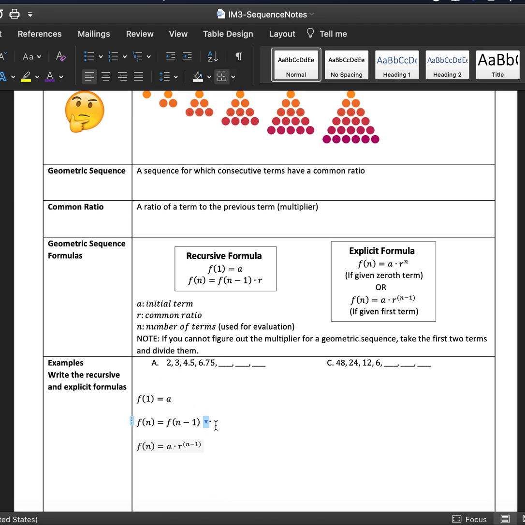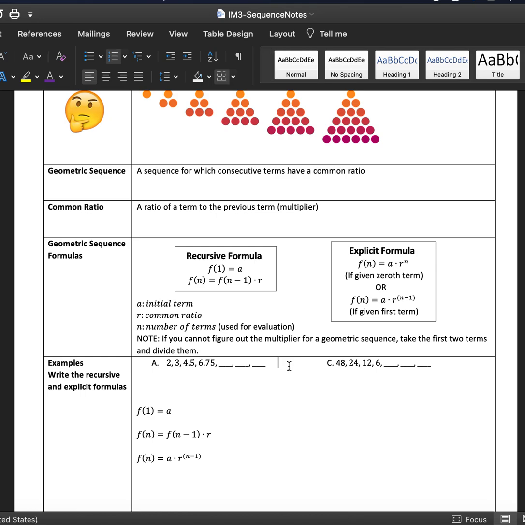Now, the one thing that's a little bit harder about this is you're going to have to figure out what the multiplier is. When my students look at this, they're like, what are you talking about, Ms. Strickland? 2 to 3, you add 1, 3 to 4.5, you add 1.5, and then you get all crazy with these decimals. If you get lost and you don't really know how to find the multiplier, you can just take the two numbers and divide them. What I mean by that is not 2 divided by 3, but 3 divided by 2. So you take your first two numbers and divide them, and that gives you your multiplier.